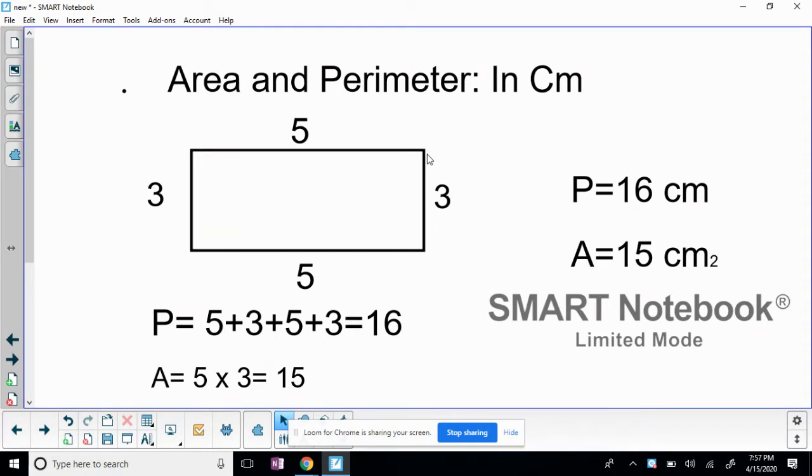Base times height. Some of you might hear my dog growling in the background. That's because there's a bunny outside and bunnies make her growl. So hopefully she doesn't interrupt us too much.